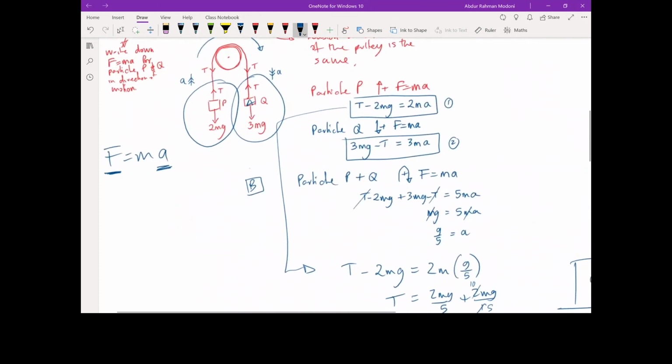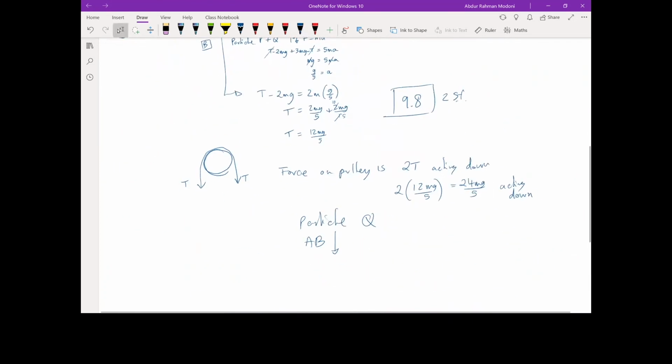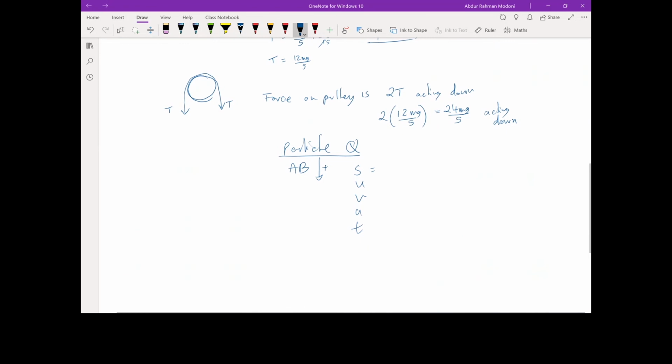Following? Particle Q. I put A at the original starting point, B as where it's going to end up after 4 seconds. It's going downwards. We're looking at particle Q. I've indicated A to B, and I've indicated down as positive. I'm going to write SUVAT. What is my s? I don't know. What's the initial speed? 0. What's my final speed? Do we know? No. What's my acceleration?